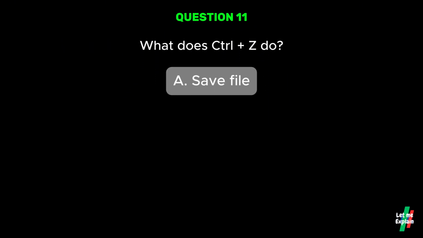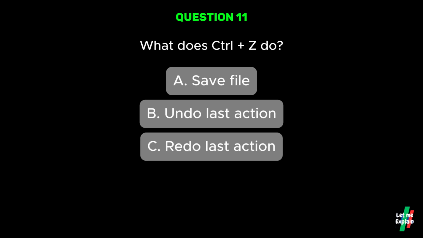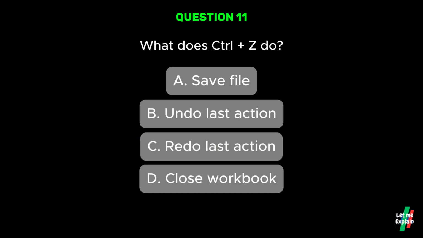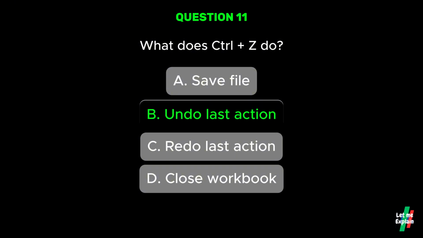Question number 11. What does Ctrl plus Z do? Save file, undo last action, redo last action, close workbook. The correct answer is B. Ctrl plus Z reverses your most recent action. It can save a lot of time when mistakes happen.